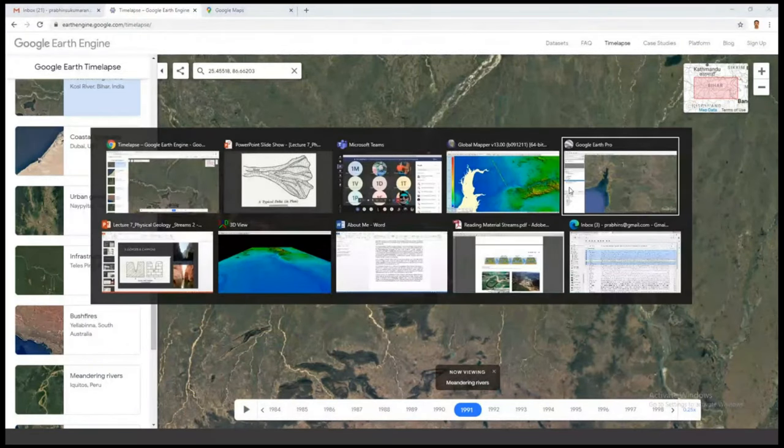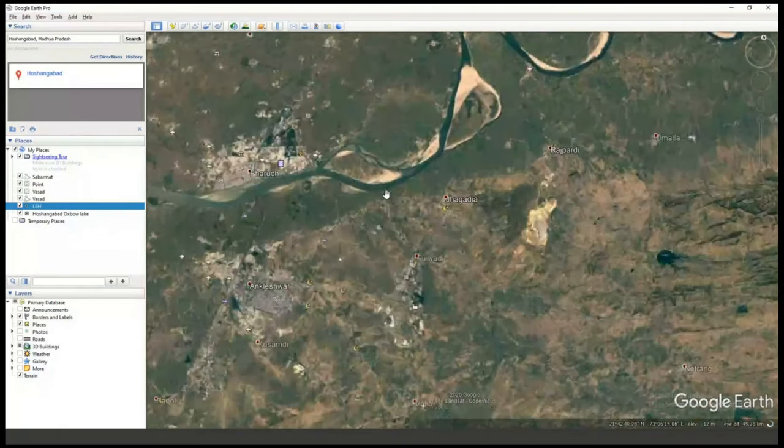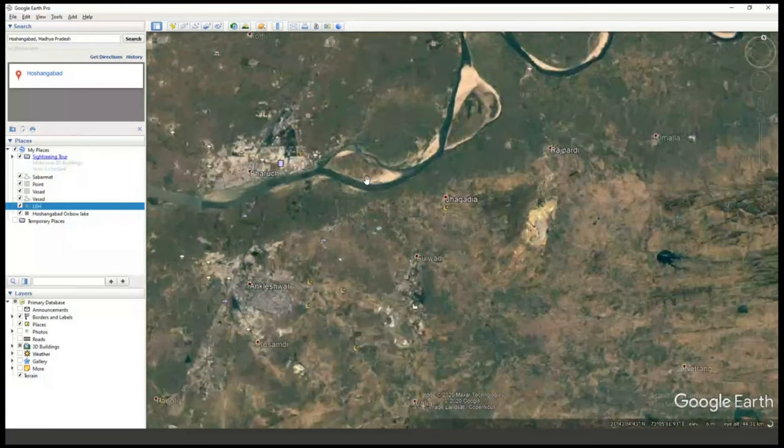Within the channel, these are deposits which are happening within the channel. We call them bar deposits. Bar deposits are the amount of sediments which are depositing within a river. For example, any river you take, you'll be able to see that.